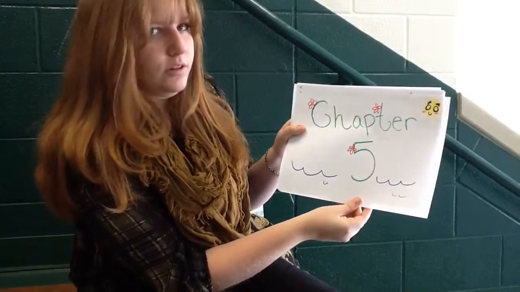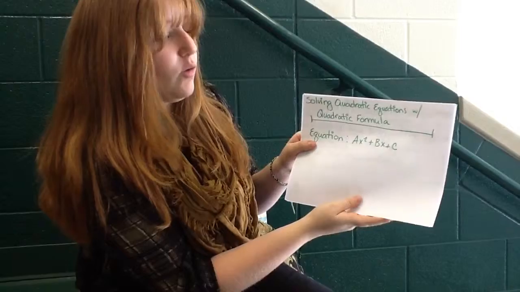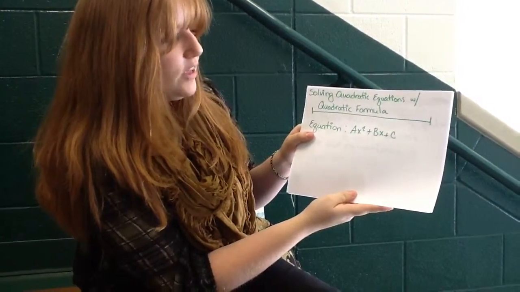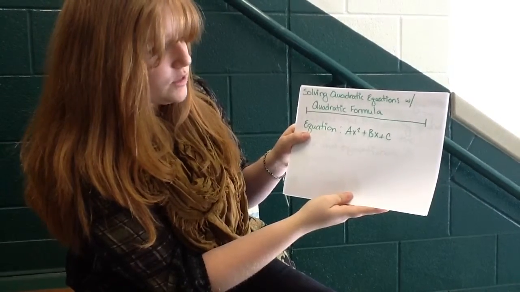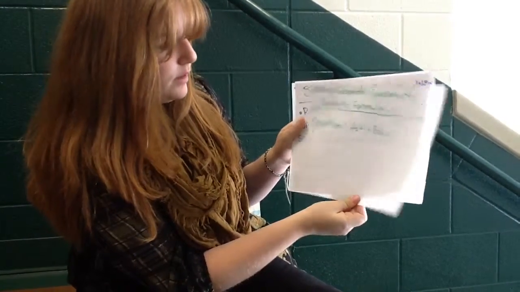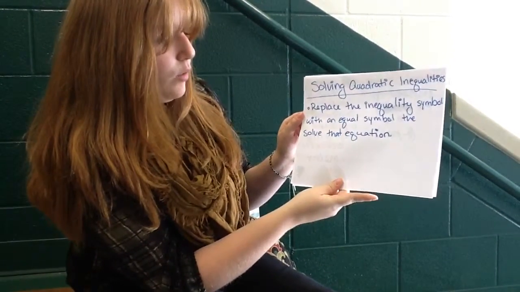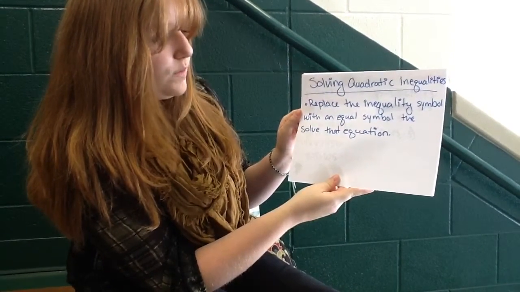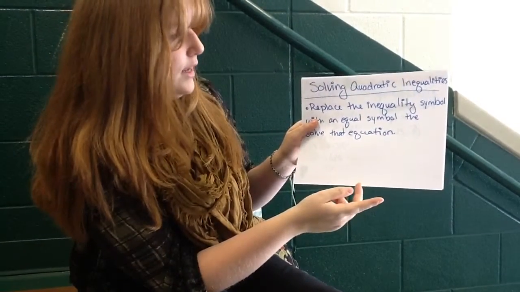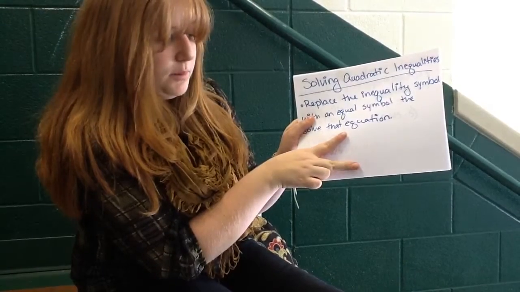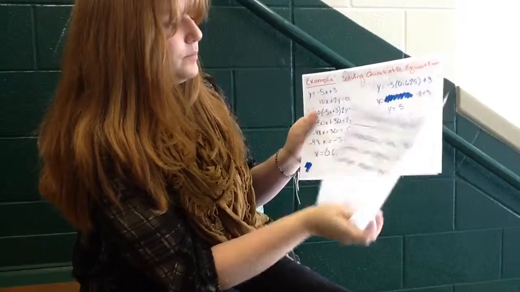As you can see, it's beautiful. Okay, for this one, we're going to be solving quadratic equations with the quadratic formula. The equation for that is ax squared plus bx plus c. We'll also be talking about solving quadratic inequalities, which you replace the inequality symbol with an equal symbol, then solve that equation. An inequality symbol is like that little v that looks like this to make it seem if it's greater or lesser, but we're going to turn those into equal signs instead.